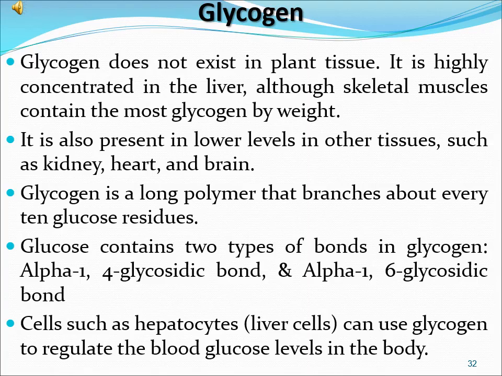Glycogen is a long polymer that branches about every 10 glucose residues. Glucose contains two types of bonds in glycogen. Number one is the alpha 1,4 glycosidic bond. Number two is the alpha 1,6 glycosidic bond. Cells such as hepatocytes in the liver can use glycogen to regulate the blood glucose levels in the body.